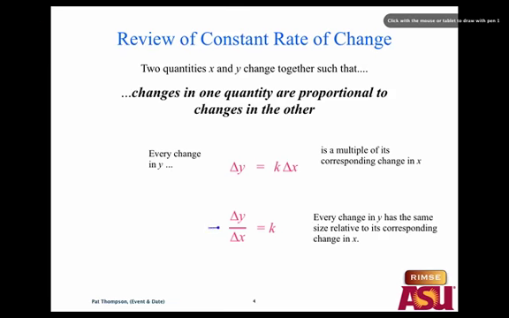And that relative size, or that ratio of delta y to delta x, that is our constant rate of change. So this quotient is telling us how many times greater are our changes in y compared to our changes in x, or the relative size of changes in y to changes in x. And that ratio is the constant rate of change.